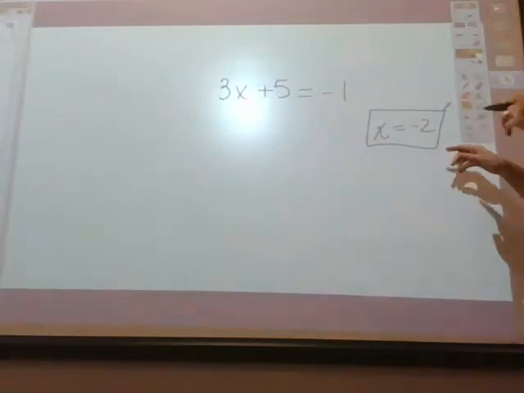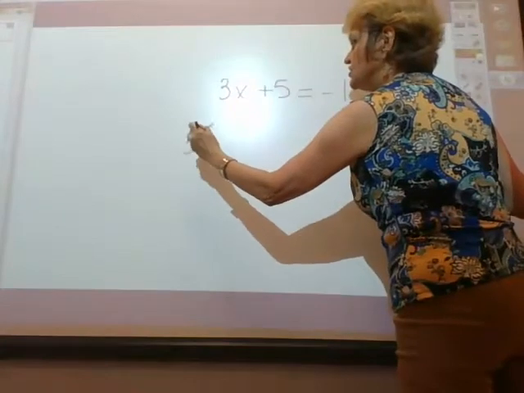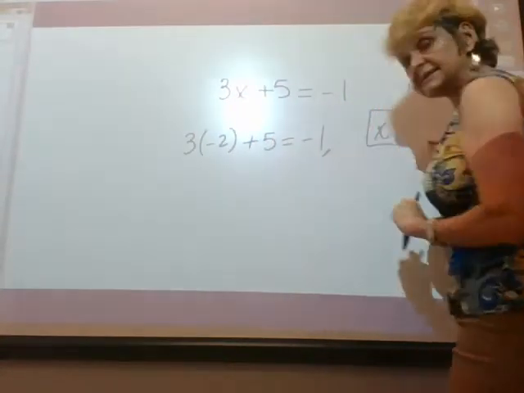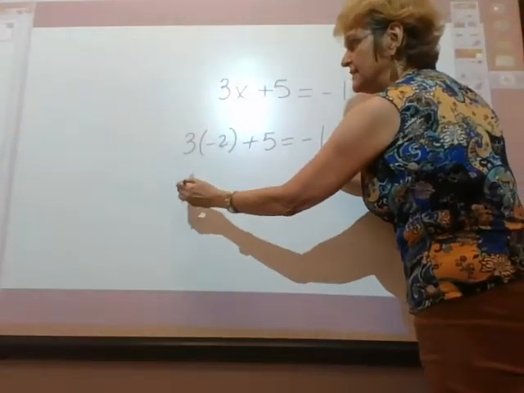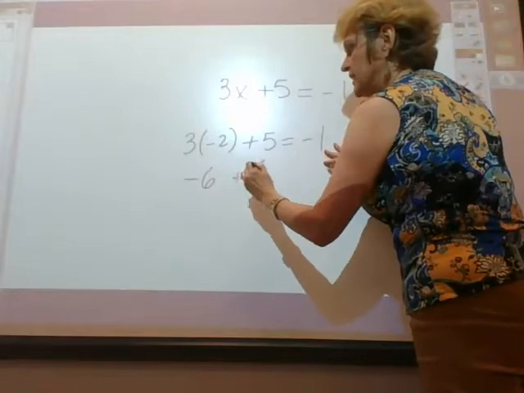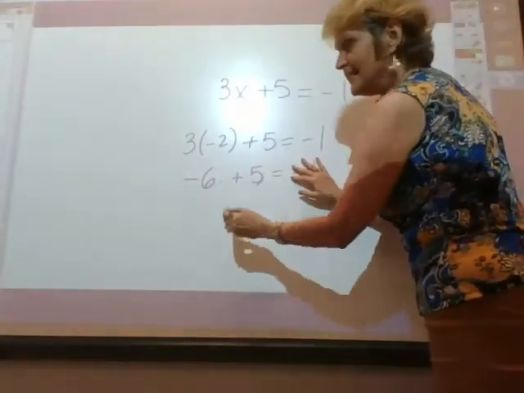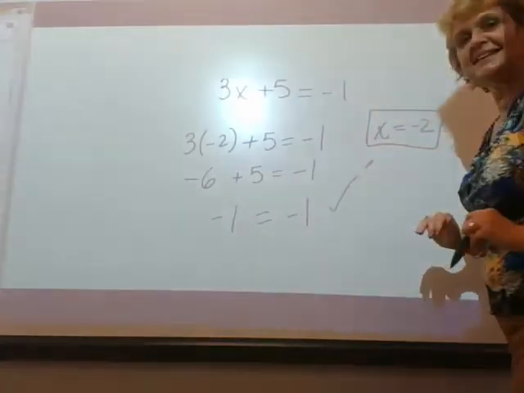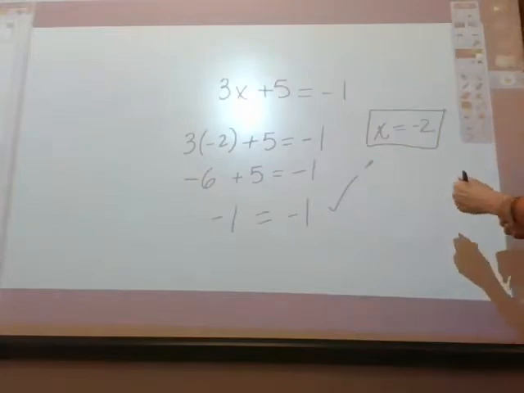Well, what you do then is where you see an x, you'll plug in -2 and see if this is a true statement. So we'd multiply, so 3 by -2 is -6, plus 5. Oh yeah, -6 plus 5 is -1. So yes, it is true. It made a true statement. So that's how you check the solution.